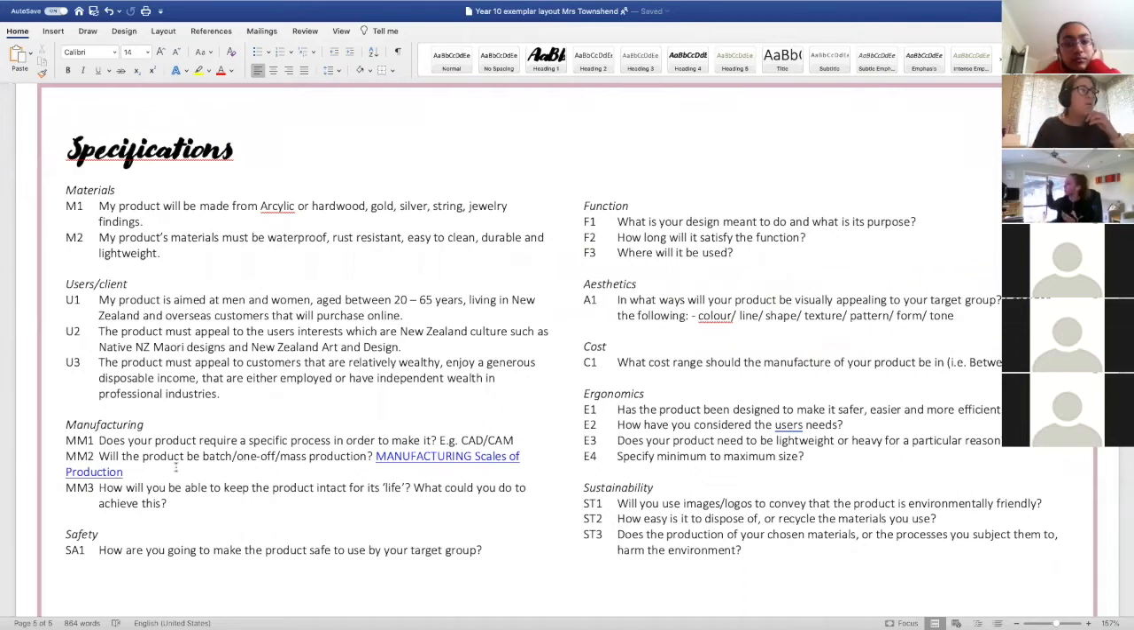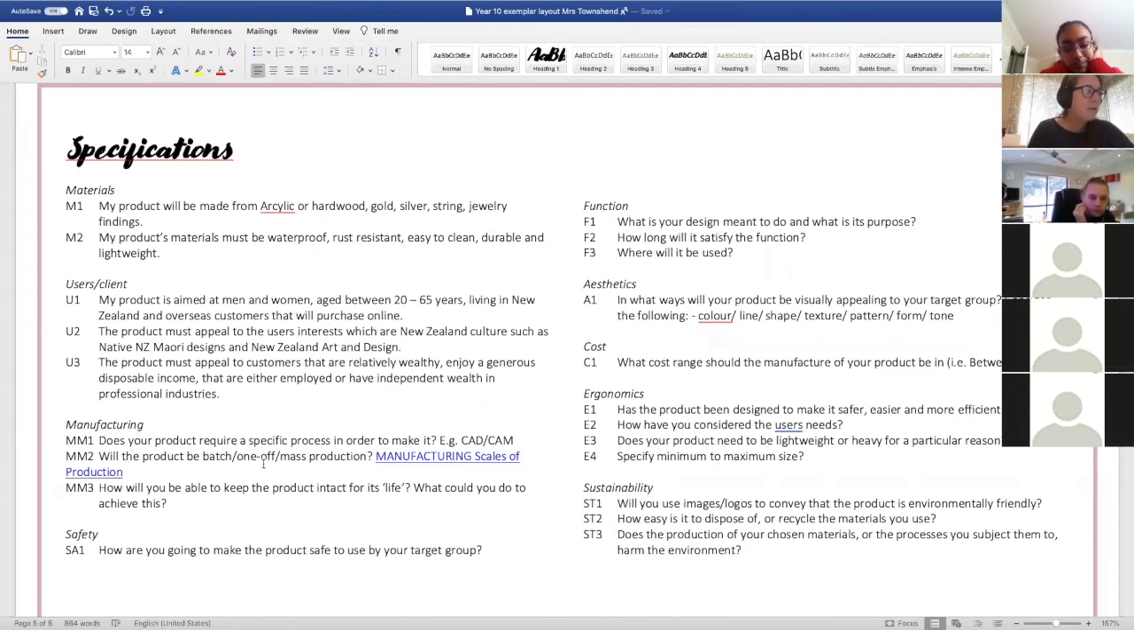So what you could say here is that this product is designed to be batch produced. However, I will make a one-off prototype for this assessment. So you're just going to make one, but actually the product is designed to be batch produced, which means small batches, small numbers, maybe 50 to 100. That way you can get your product into the different shops and you'll have enough to sell to the customers until you make a new design.